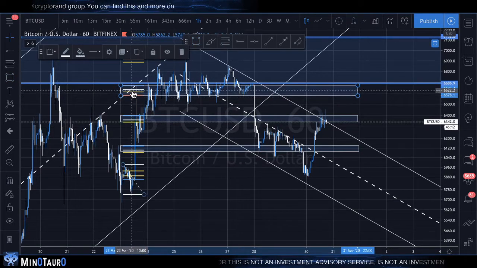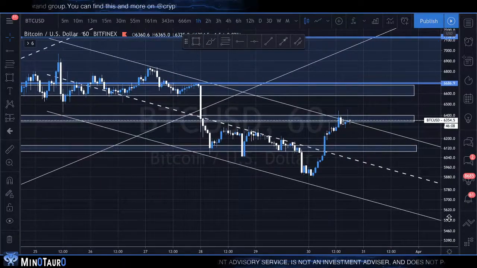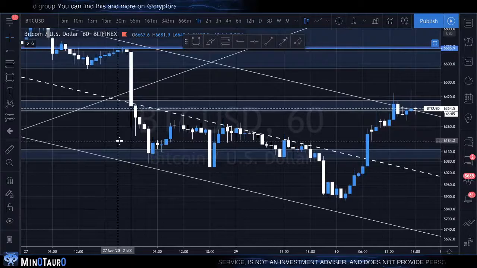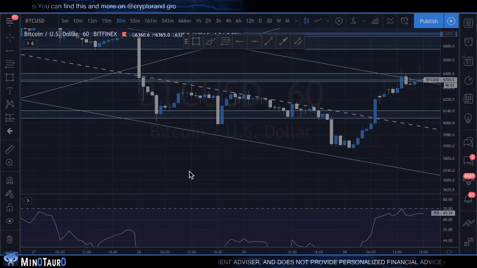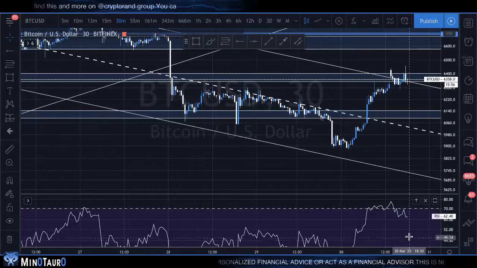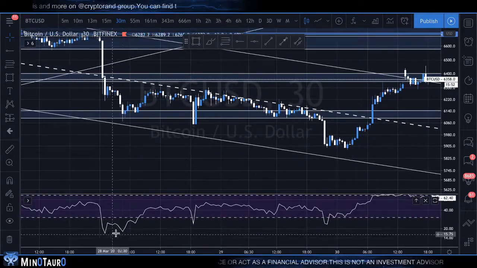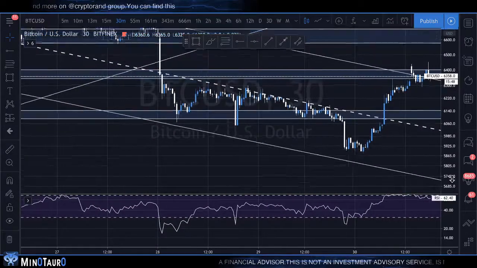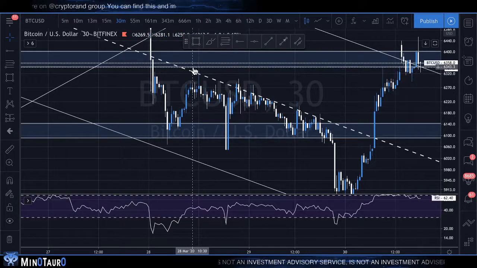Okay, so price went here with the divergence on the 30 minutes, I think. Yeah, also here a small divergence. Okay, so this divergence on 30 minutes went up and retested the 261 zone.